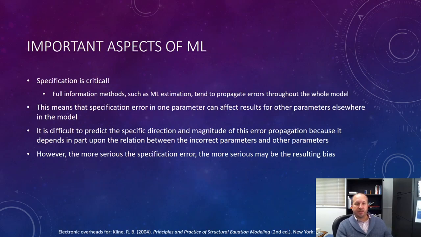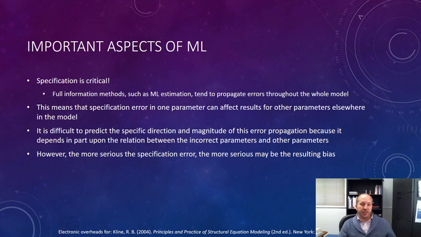So a few important aspects of ML that I hope I've really hit home now is that specification is so important. If you have not specified your model accurately, then in these estimation methods that we're using like ML, errors tend to propagate throughout the model. So errors get worse and worse and worse throughout your model when you have violated the assumptions of ML. So specification is really important, and making sure that you've done your preliminary analyses to assure yourself that you don't have issues with normality or multicollinearity or other kinds of common assumptions that we have.